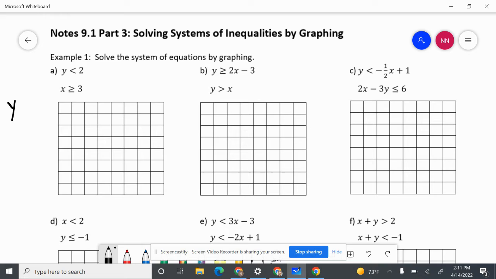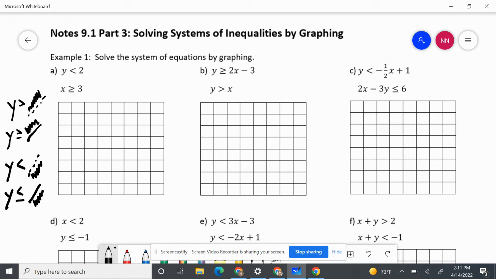One is if it's y is greater than, what we're going to do is draw a dashed line that's going to be shaded above. If y is greater than or equal to, it's a solid line shaded above. If y is less than, it's a dashed line shaded below. And if y is less than or equal to, it's a solid line shaded below.